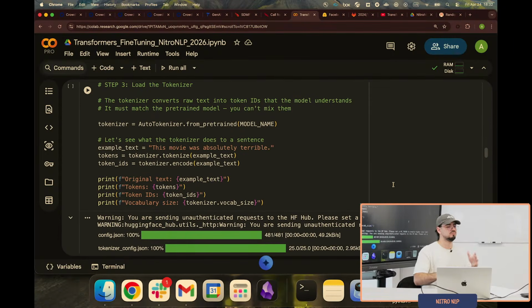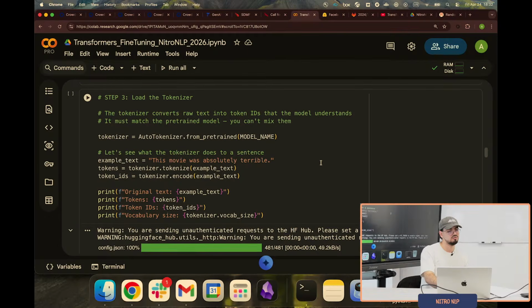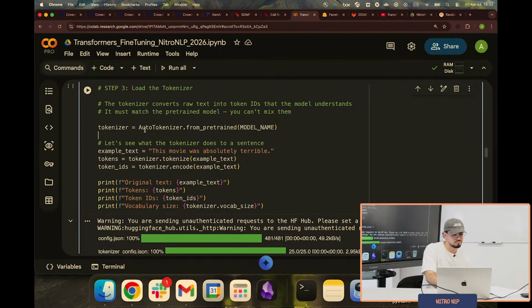Okay, after we do the training split, data validation, and the ID to label encoding, we're gonna load the tokenizer, which you heard about when I talked about transformers. The tokenizer is basically the component which converts the text into IDs, or rather numbers that the model understands. The tokenizer must match the pre-trained model. You cannot use a BERT tokenizer for Llama training or whatever you want to do. It's the same logic from before.